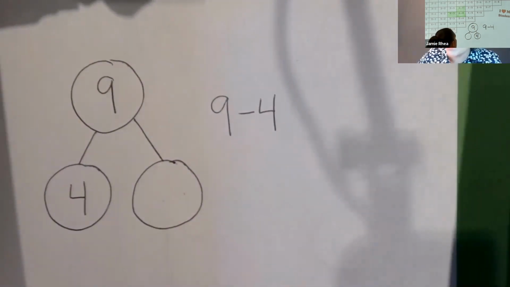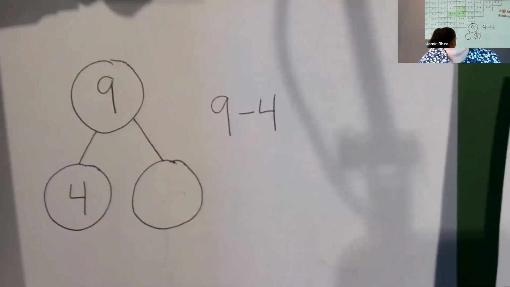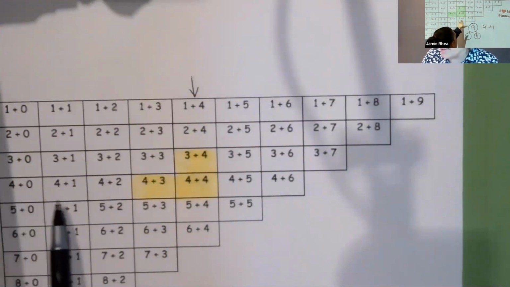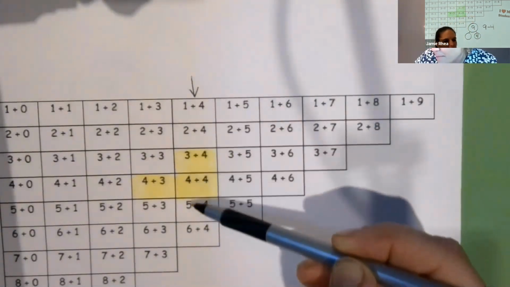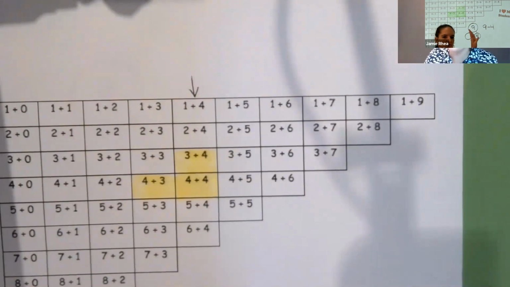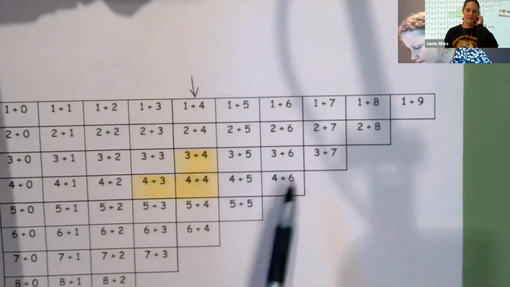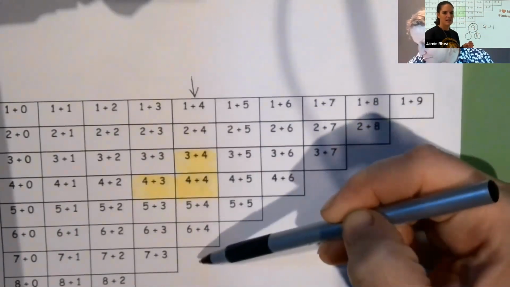Let's look at our addition chart. We know we'll be looking for a row that has a part of 4, so we can still use this same row and this same column. But this time, the total we're looking for is 9. Take a moment to find the problems that have 9 as a total in this row and in this column.